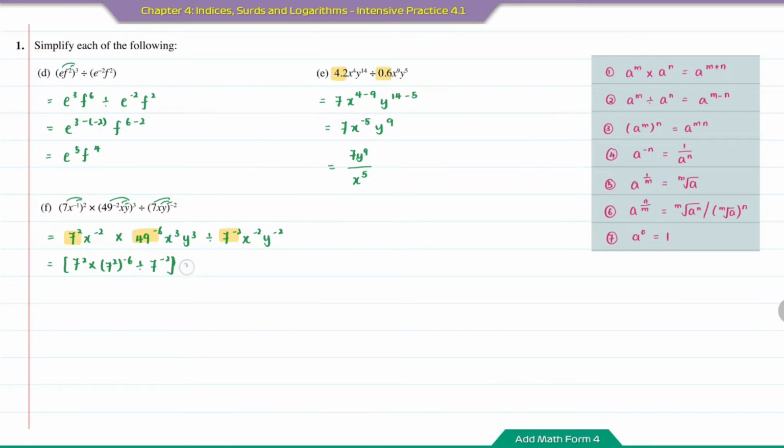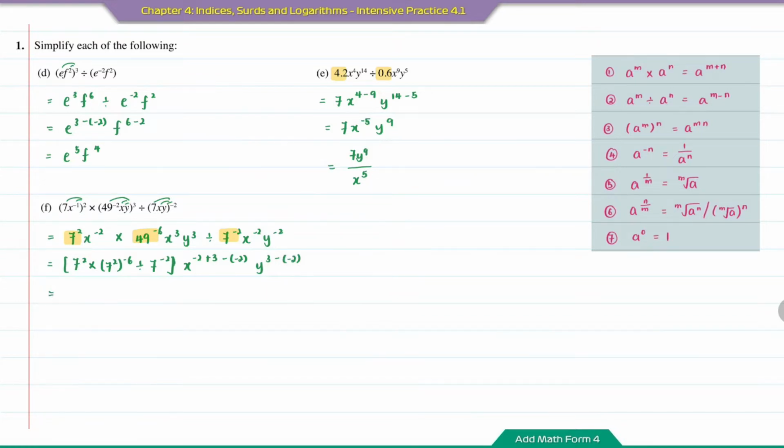Alright, so next we're going to solve for the x. So negative 2 is going to be plus with the 3. So multiplication, we're going to plus the power. Then we're going to minus with negative 2, as the other one is a division. Then for the y, we're going to have y to the power of 3, then minus negative 2.